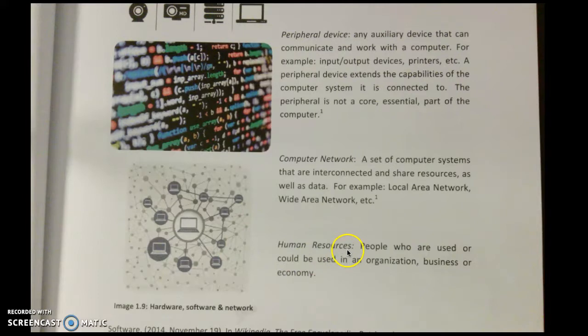Finally, what are human resources? Those are people who are used or could be used in an organization, business, or economy. So a characteristic of how the IB curriculum works, you kind of think of how these systems interact in business and education environments with people. So you could have programmers, you could have test people that test to see if your software is working right. You could have end users. You could have customer service people that take orders and need to use the system, etc. So all those would be under human resources.